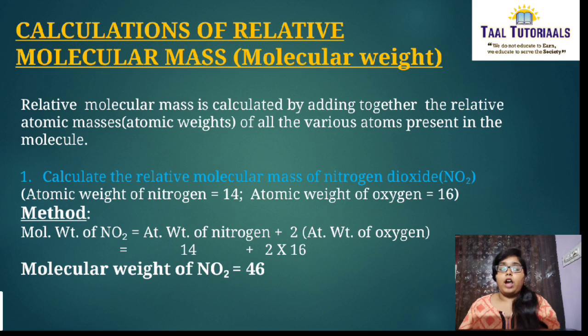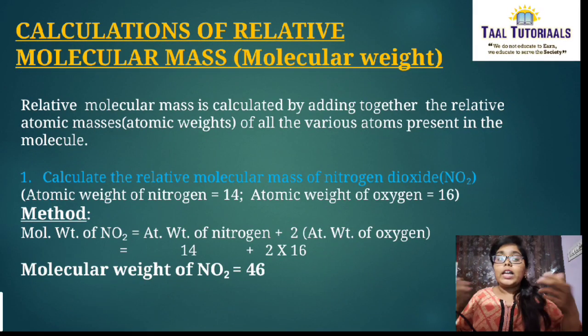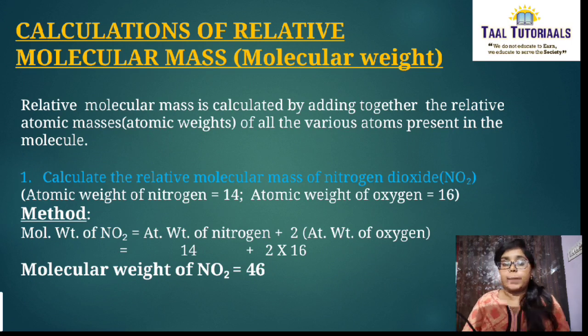Then, now you are calculating the relative molecular mass, or you can also call it molecular weight. Relative molecular mass is calculated by adding together the relative atomic masses. In molecules you have atoms, right? To calculate that mass, you add the relative atomic masses, that is atomic weights, of all the atoms present in the molecule. Okay, here are some examples of how to calculate.